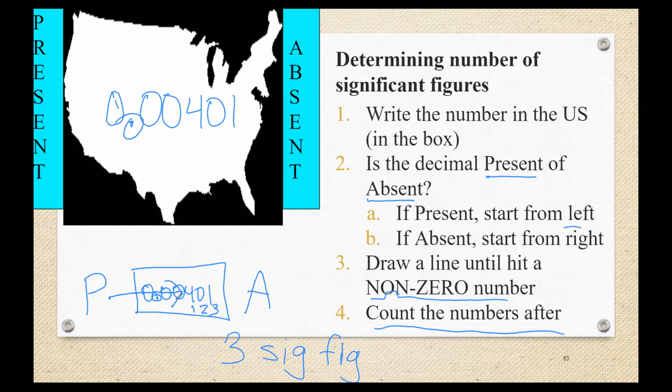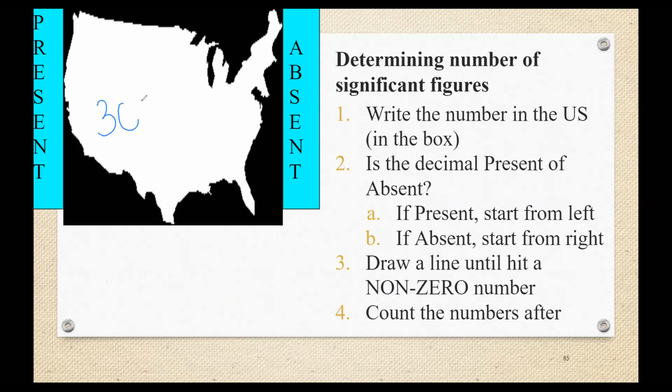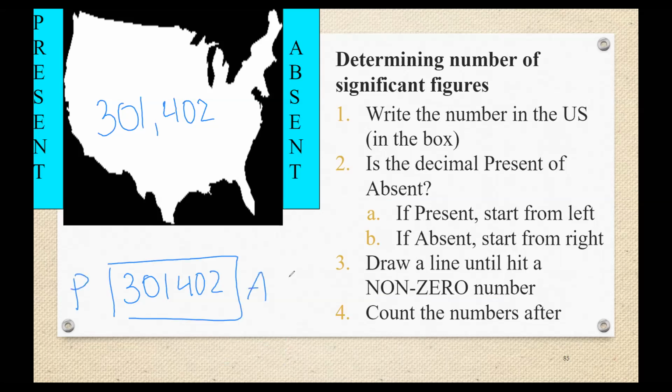Now, let's run through an example where the decimal is absent. So I'm going to clear this one more time. Let's do 301,402. It doesn't really matter the number. So let's put our number in the box again. Is the decimal present or absent? Or in other words, is there a decimal here? There is no decimal here. So we'll say that the decimal is absent.